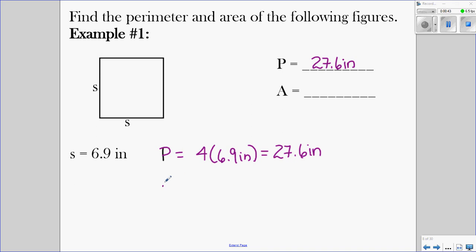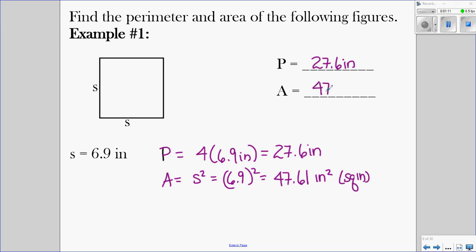For area, we know it's s squared. We already have the side, 6.9, and we square it. So you plug that into your calculators, and then you get 47.61 square inch. So you can put inches square, or you could write it as square inch.